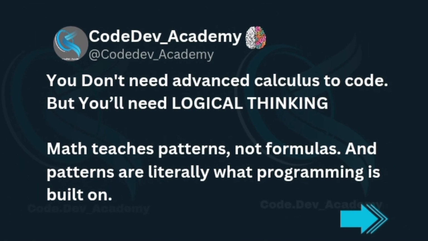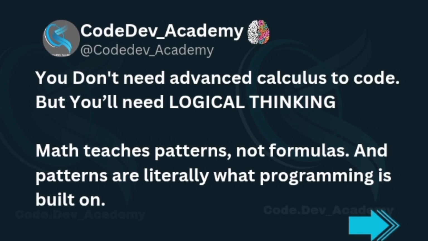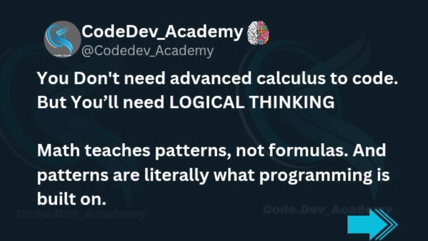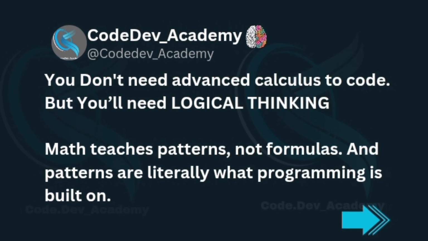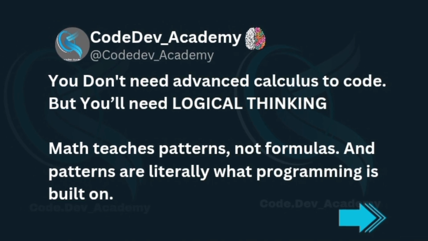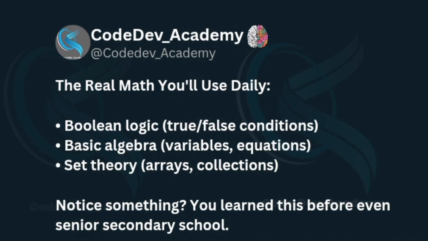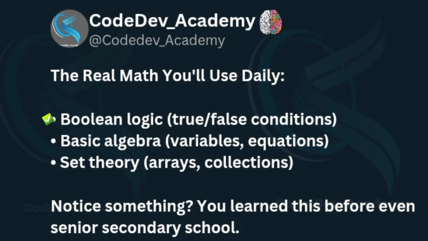You don't need advanced calculus to write a line of code, but what you really need is logical thinking. Math isn't just about solving equations, it is more of recognizing patterns. And when we talk of recognizing patterns, that's exactly what programming is built on. Every line of code you write follows a pattern of logic, not formulas. So what kind of mathematics do developers actually use every day? Let me break it down.